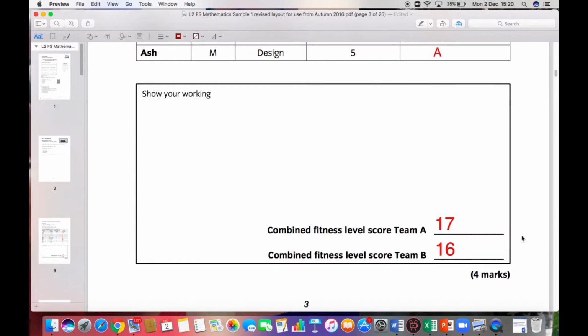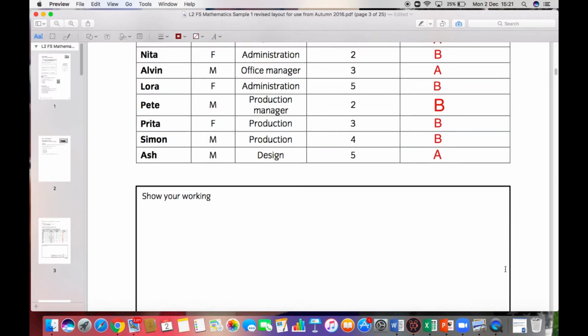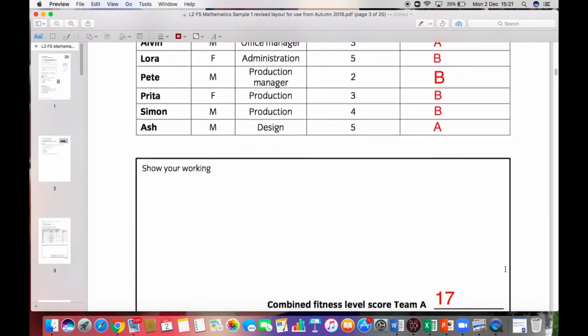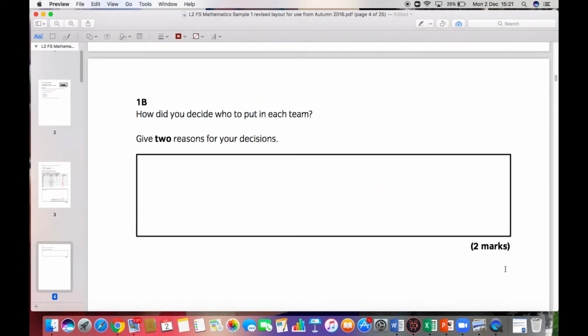Okay, and I can confirm to you that that is exactly the correct answer because I've looked at this paper a lot of times, even though I've not got the working out. This is definitely the correct answer from the mark scheme. Okay, so for that, I've got 4 marks just for being able to fill out that table. Okay, right, so let's have a look at 1B.